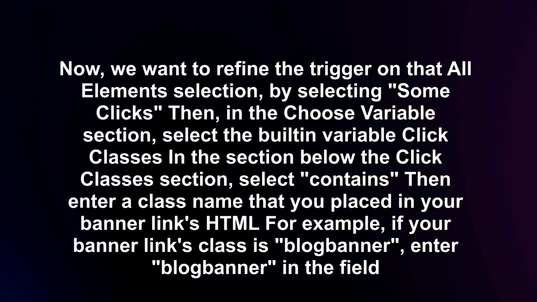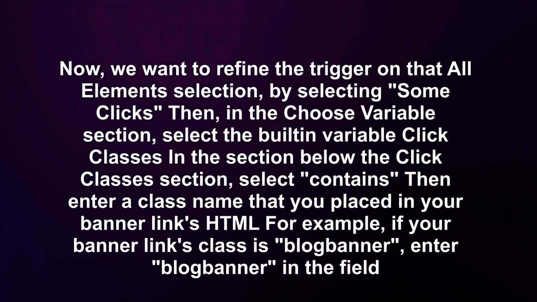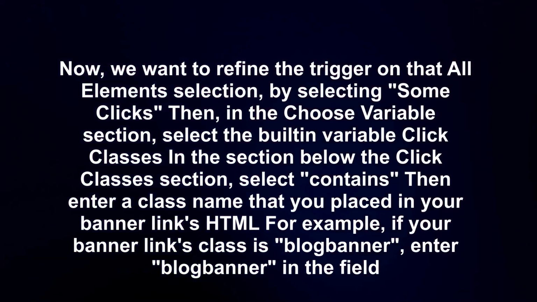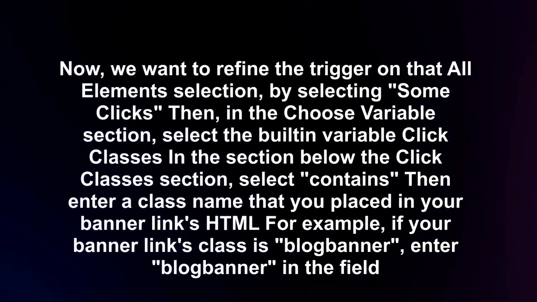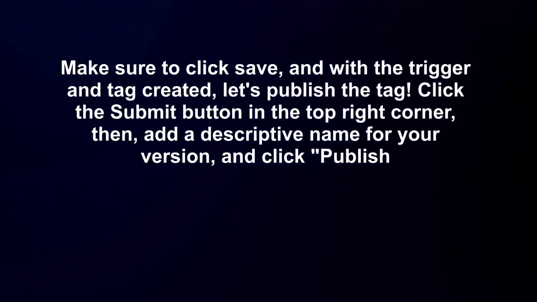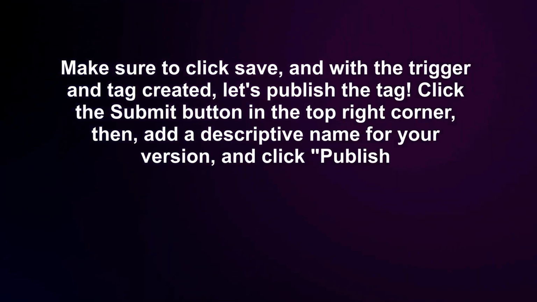Then, in the choose variable section, select the built-in variable click classes. In the section below the click classes section, select contains, then enter a class name that you placed in your banner links HTML. For example, if your banner links class is blog banner, enter blog banner in the field. Make sure to click save, and with the trigger and tag created, let's publish the tag.